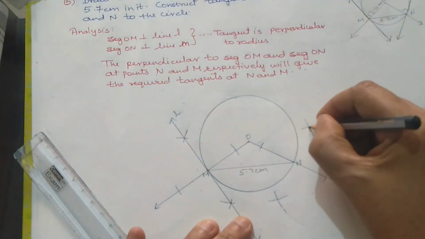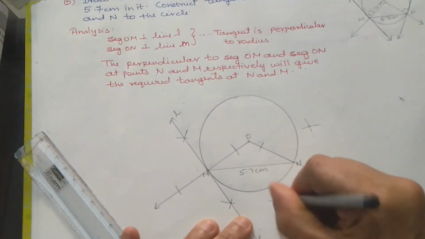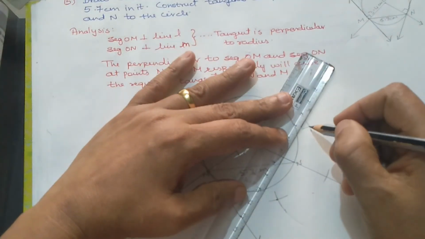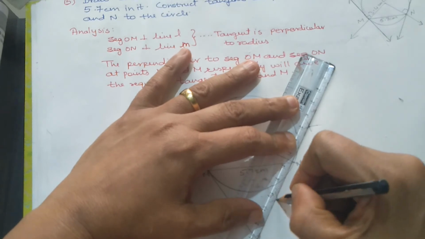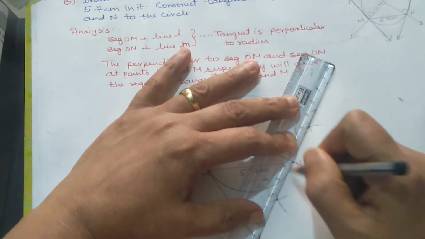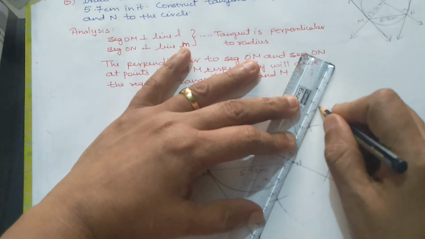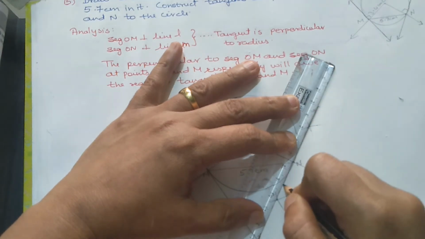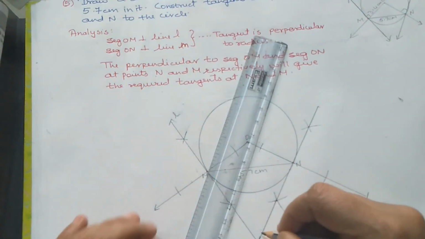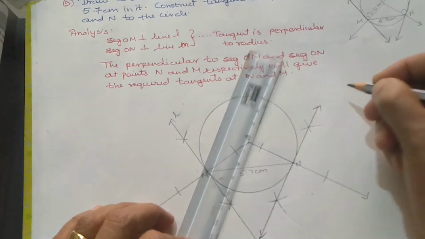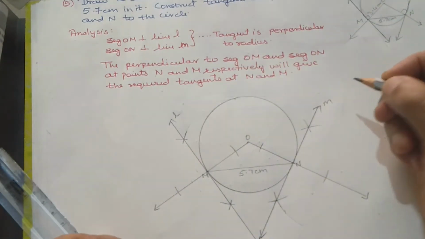Take the point where the two arcs intersect. Take this point and it should pass through point N. So this is your second tangent, that is line m, from the point N.